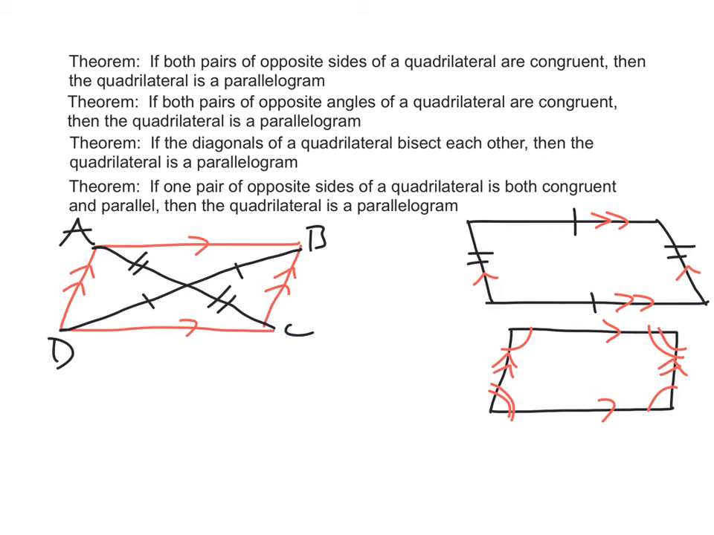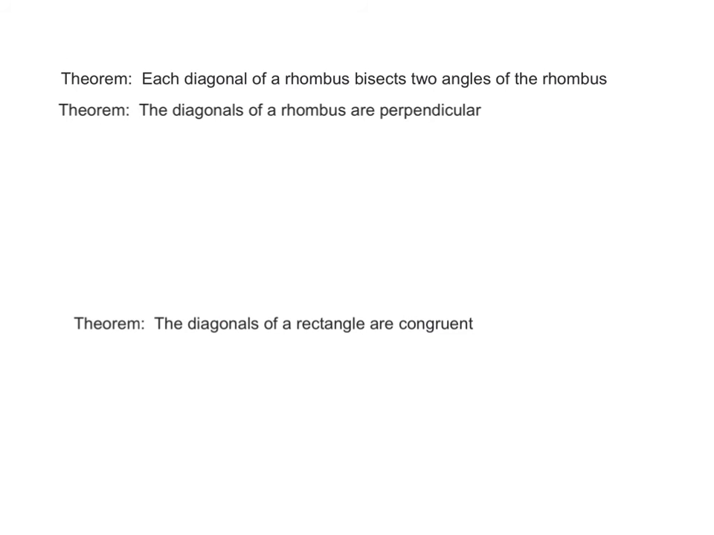Okay, and then last but not least, the last theorem says if one pair of opposite sides of a quadrilateral is both congruent and parallel, then it's a parallelogram. So if I have one pair, let's just say this pair right here, it's congruent and it's parallel. If I just know that, then this theorem says that's good enough for us. Then you can also assume that this is parallel as well. Okay, handy stuff right there. All right, let's keep going.